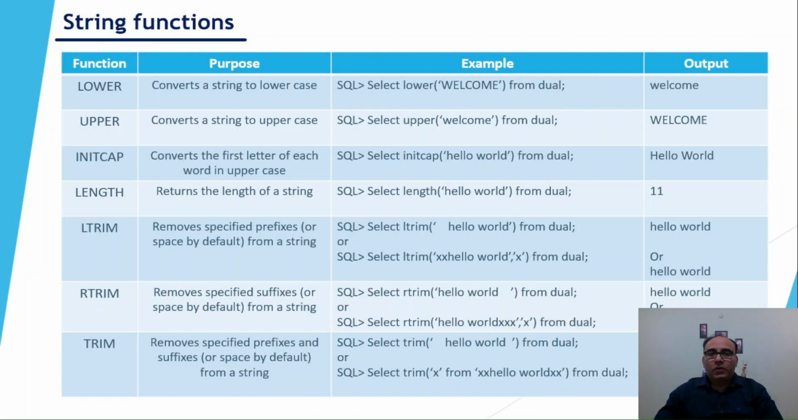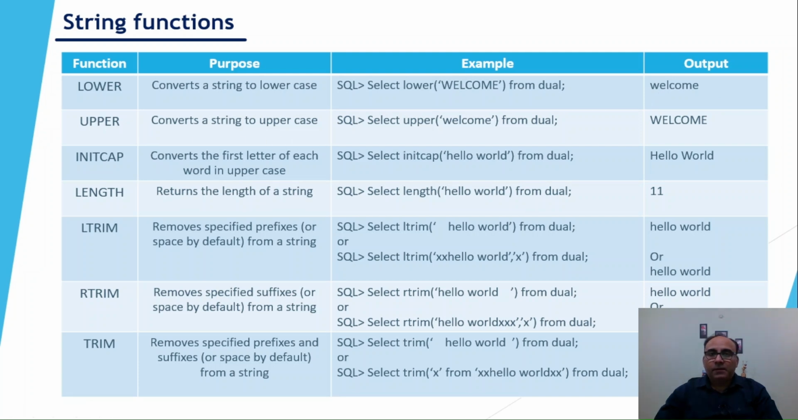Now let's talk about string functions. First we have got LOWER. This basically converts a string to lowercase. For example, select lower('WELCOME') from dual. This will convert this particular string WELCOME into a lowercase string. So the output will be welcome in lowercase.